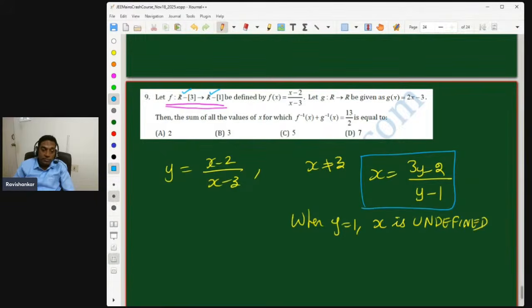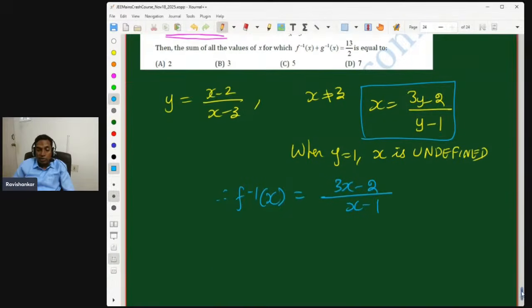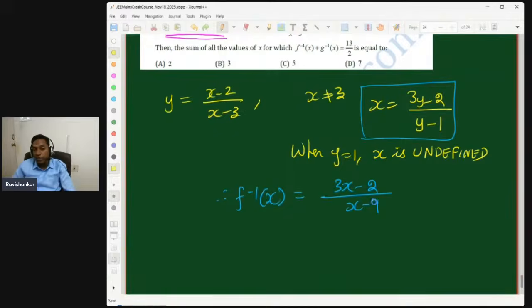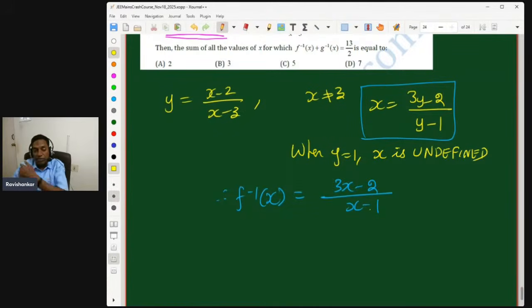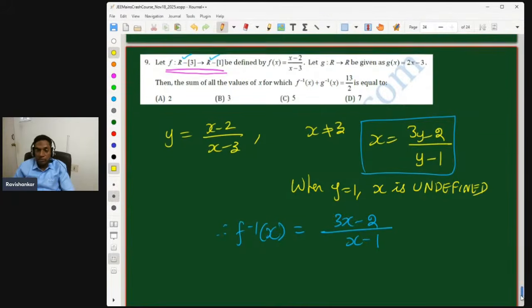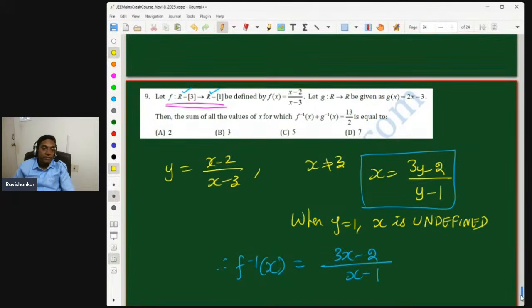Therefore f inverse x is (3x minus 2) by (x minus 1). You may think f inverse y is (3y minus 2) by (y minus 1), but that's correct. f inverse x is therefore (3x minus 2) by (x minus 1).